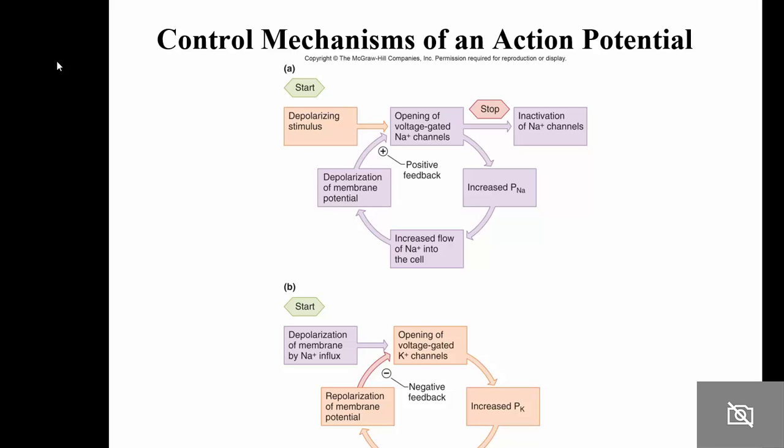The potassium channels do the same thing except in a different order, right? So towards the end of this process, you open voltage-gated potassium channels. They increase their permeability, right? Because as they're open, that means more potassium is leaving the cell. And then you increase the outflow, and then you have repolarization.